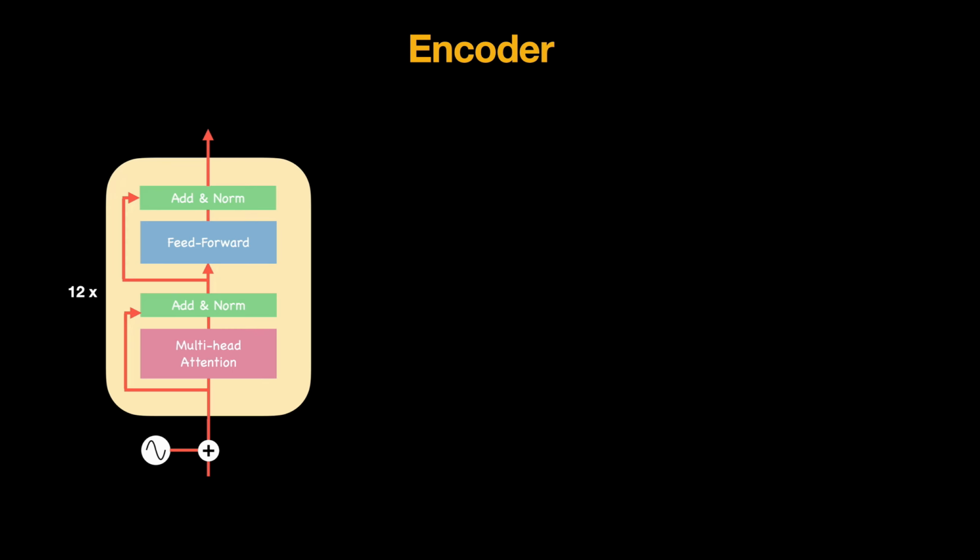If you have forgotten about the encoder, then let me give you a quick refresher. The word embeddings for each word are passed as the input to the encoder block, and they are then added with the positional encodings. This input is then fed to the multi-headed self-attention block. This block is responsible for generating the contextualized vector.